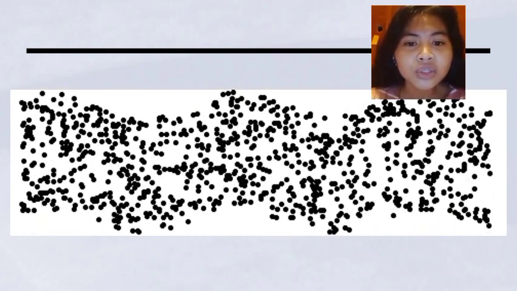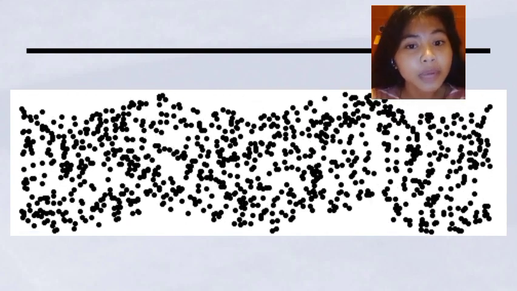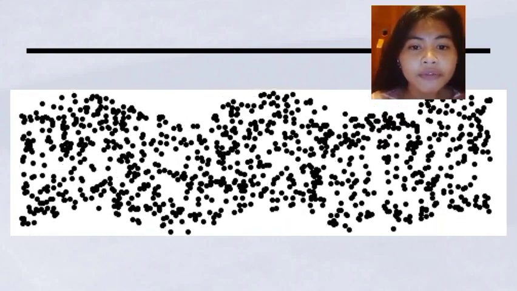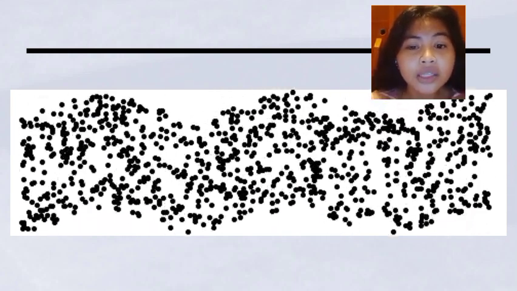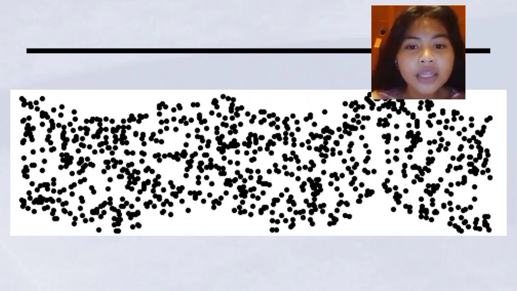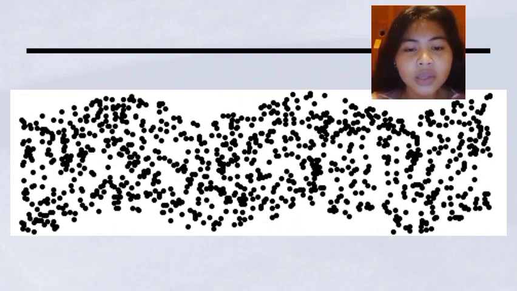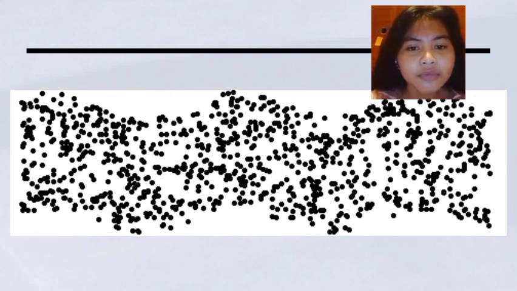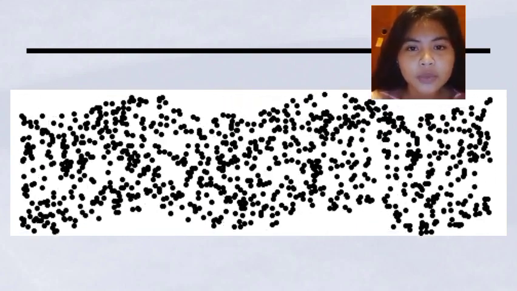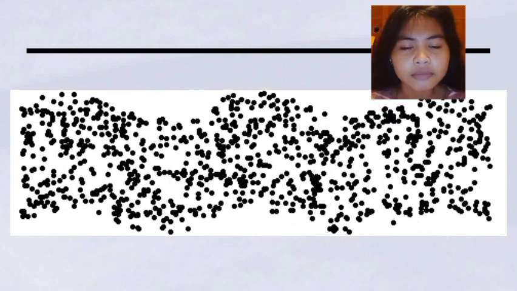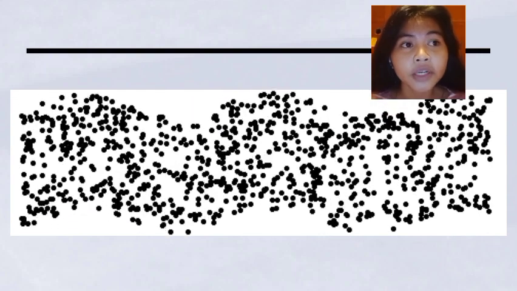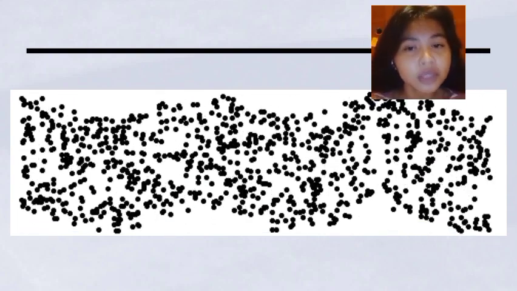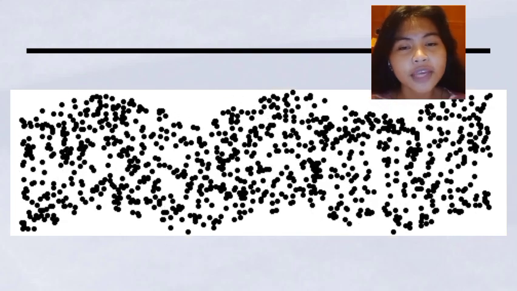So the animation shows a one-dimensional transverse plane wave propagating from left to right. The particles do not move along with the wave. They simply oscillate up and down about their individual equilibrium positions as the wave passes by. So that is for the transverse wave. So to repeat, transverse waves are those waves in which the particles of the medium move perpendicular to the motion of the wave.